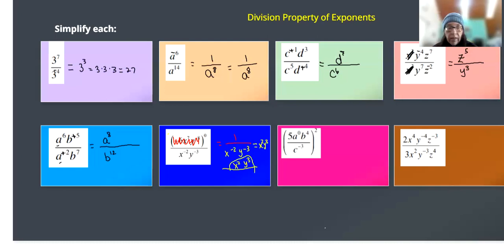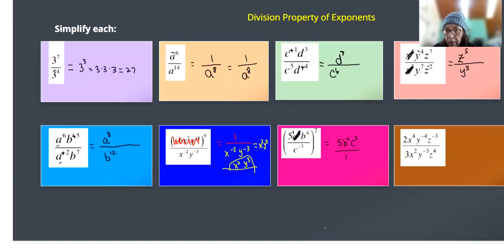Okay, let's take a look at the next one. First of all, again, let's simplify inside the parentheses first. This is a 1. A to the 0, gone. So right now we have 5b to the 4th. That's a c to the -3 on the bottom, so we put it on the top. And now it's positive. If you want to put a 1 on the bottom, you can.